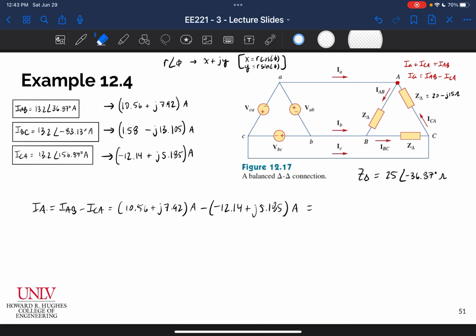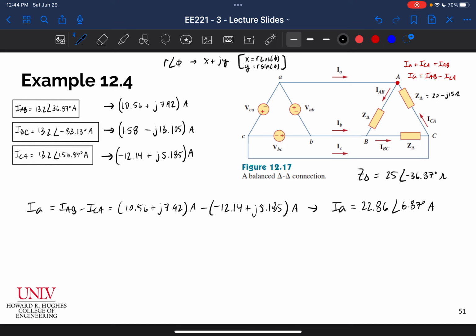let me just draw a little arrow here. IA, or I guess it's a lowercase a, the way that they draw the line current. I don't know, they have some notation that they like to follow. I'm pretty bad about following notation. I should definitely be better. IA is 22.86 angle 6.87 degrees amps.